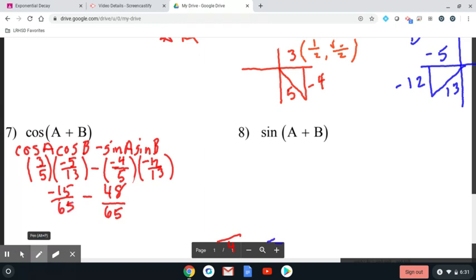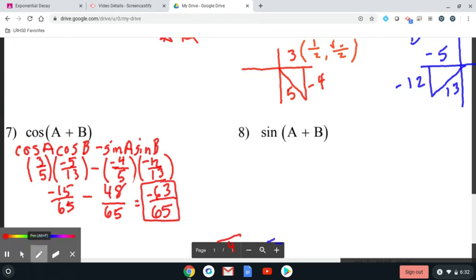All right, now once we have these, since our denominator is the same, we can just subtract across the top. So this should end up giving us -63 all over 65. And that's our final answer.